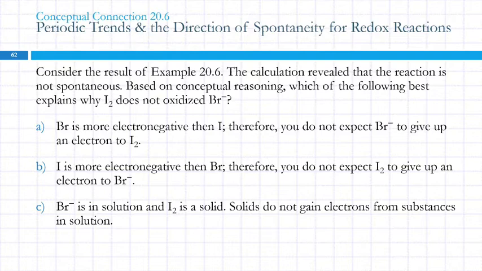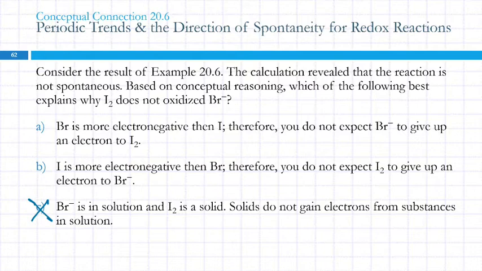So we've got three choices here. Bromine is more electronegative than I, therefore you don't expect Br minus to give an electron to I2. I is more electronegative than Br, therefore you do not expect I2 to give an electron to Br minus. Or Br minus is in solution and I2 is a solid. Solids do not gain electrons from substances in solutions. Hopefully we recognize that last one as being ridiculous, because solid electrodes do gain and lose electrons to things in solution.